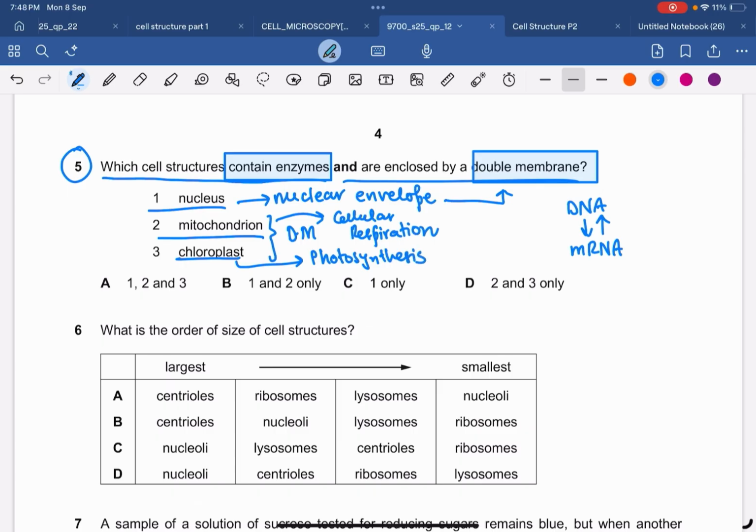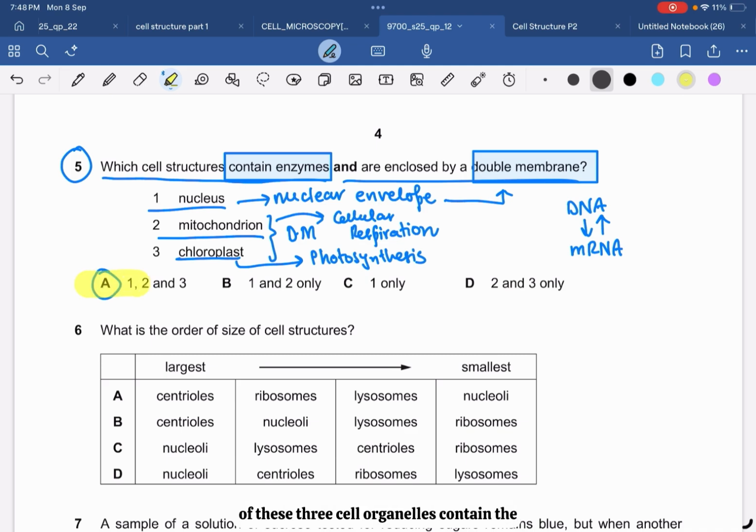So hence 1, 2 and 3, all of these three cell organelles contain enzymes as well as they are double membrane bound organelles. So hence the correct answer is option A.